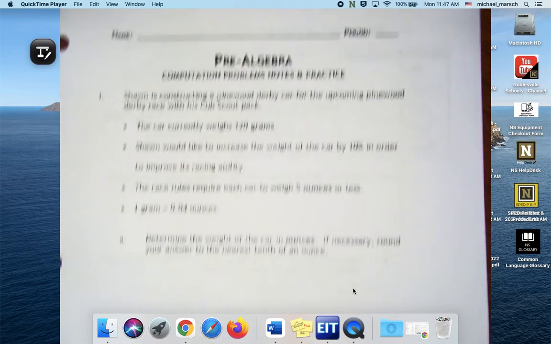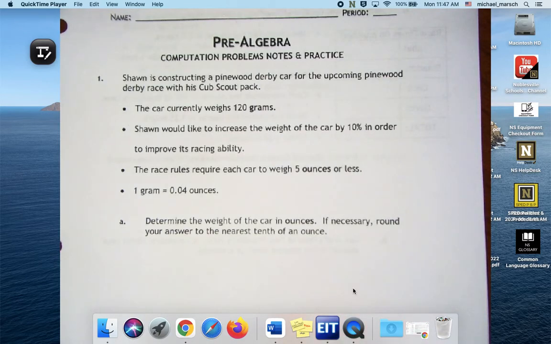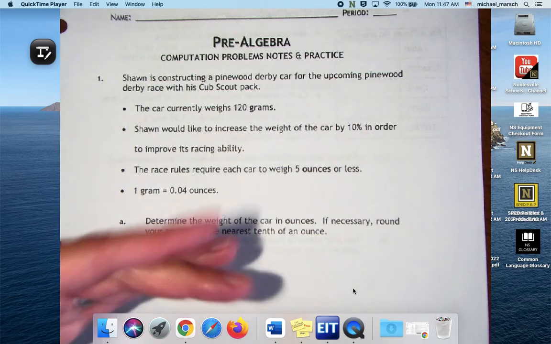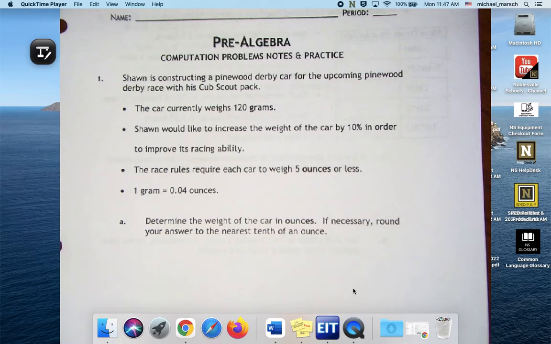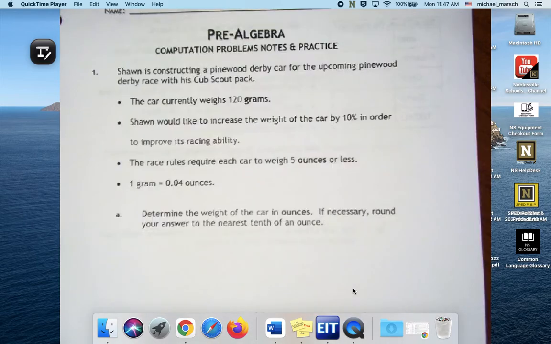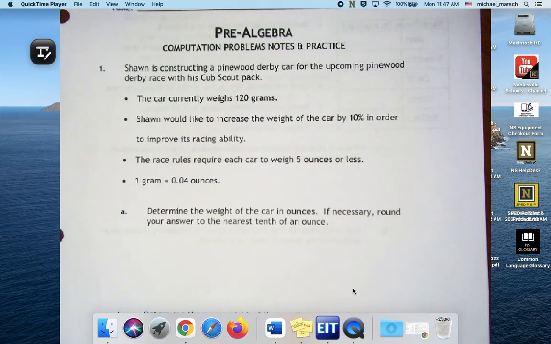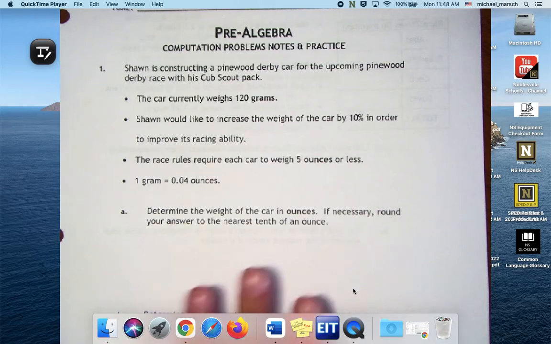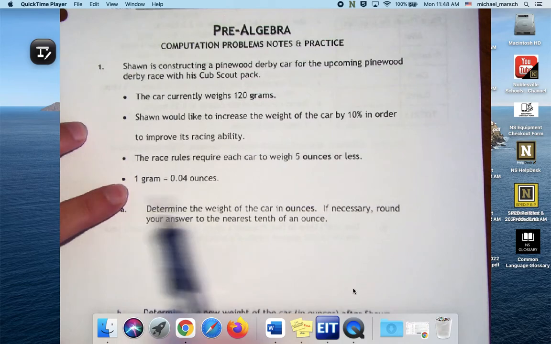So we've broken it down into steps. Ultimately, the steps wouldn't be here for you. You would be the one figuring out what you should do first, second, third, and so on. But at the beginning of this, just to give you an idea of how to start these, we have some steps created. So the first thing we're going to do is determine the weight of the car in ounces, which is nice because we have a conversion here.